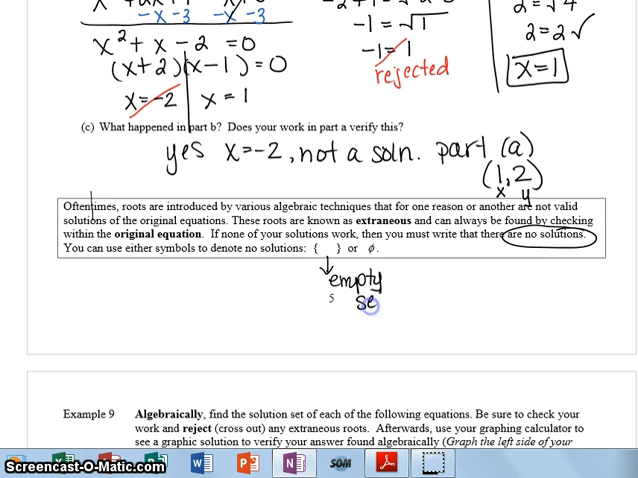So when you use the set curly brackets, and then this is called null, N-U-L-L. Use one or the other, or just write no solutions.